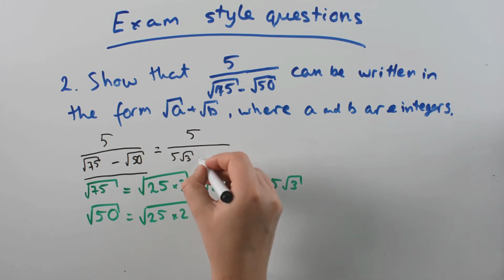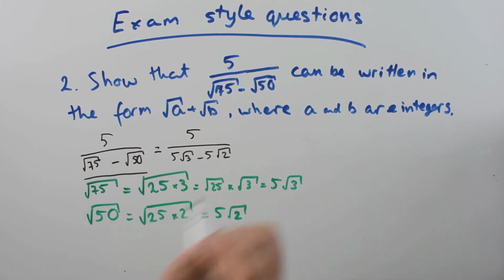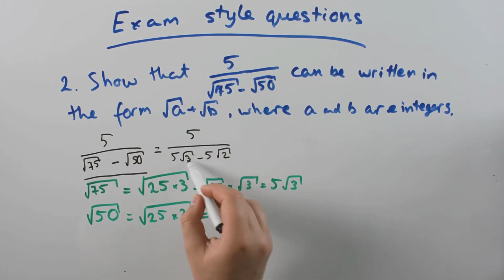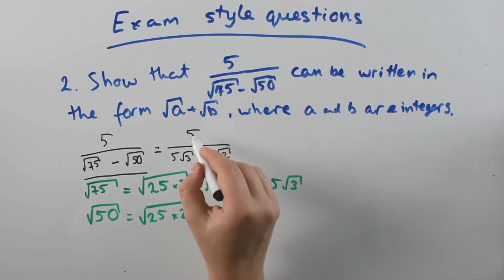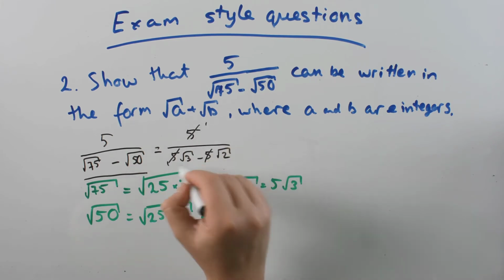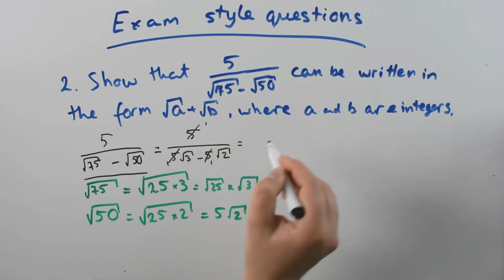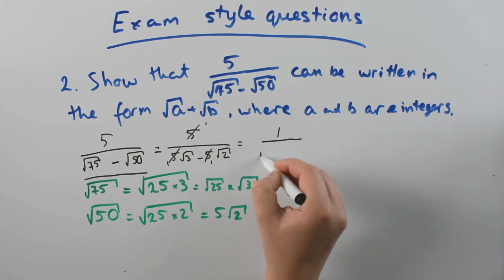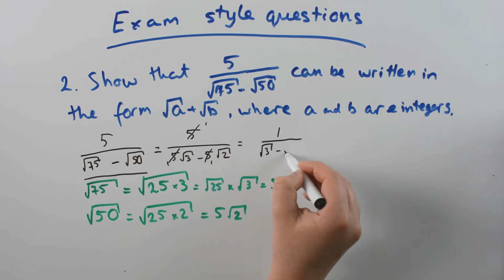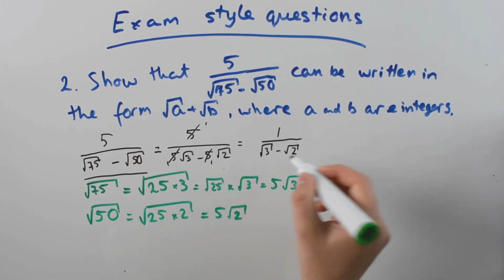Okay, so as you can see, they all have 5 in common, so I can actually cancel the 5 out, as the 5 is a common factor, so it will become 1 over square root of 3 minus square root of 2. And then the next step is to rationalize our expression. So remember, rationalize means to get rid of the square root in the denominator.